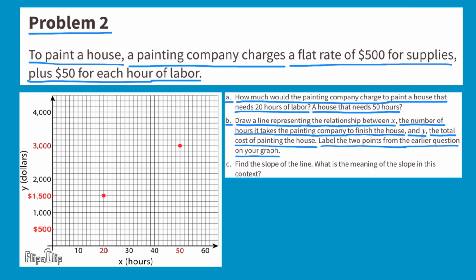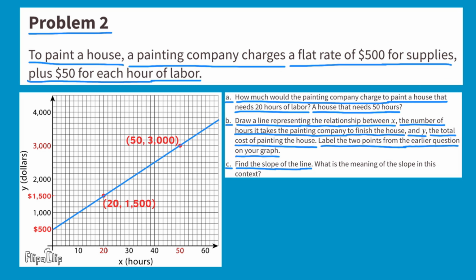We'll draw a line straight through these 2 points. Notice that the line meets the vertical axis at $500. That $500 is the flat rate for supplies. The first point's coordinates are 20 and 1500, and the second point's coordinates are 50 and 3000.